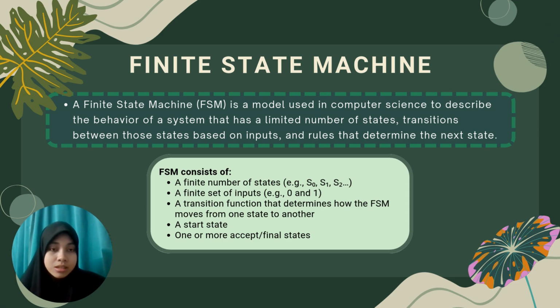First is a finite number of states, for example S0, S1 and S2. Then a finite set of inputs, for example 0 and 1, a transition function that determines how the FSM moves from one state to another, and a start state. The last one is one or more accept or final states, where the system may stop.